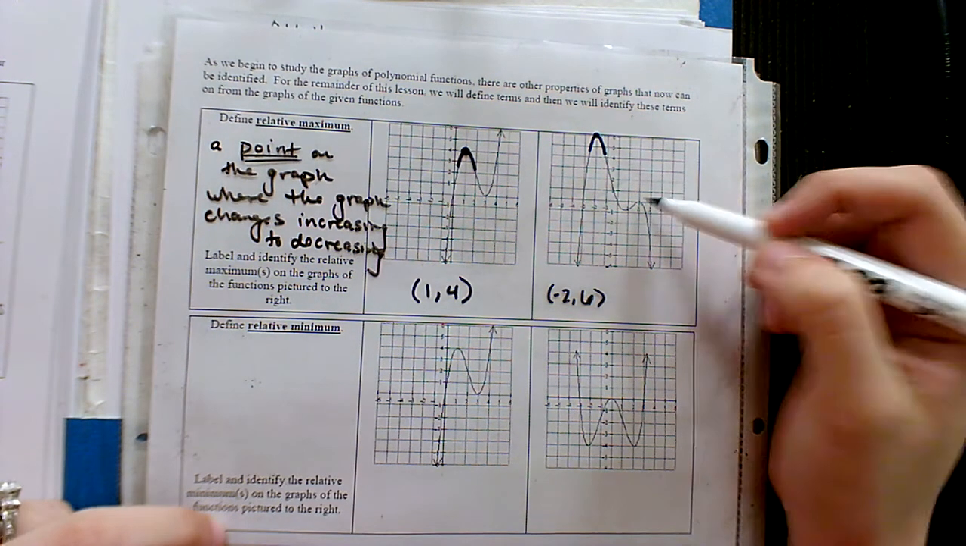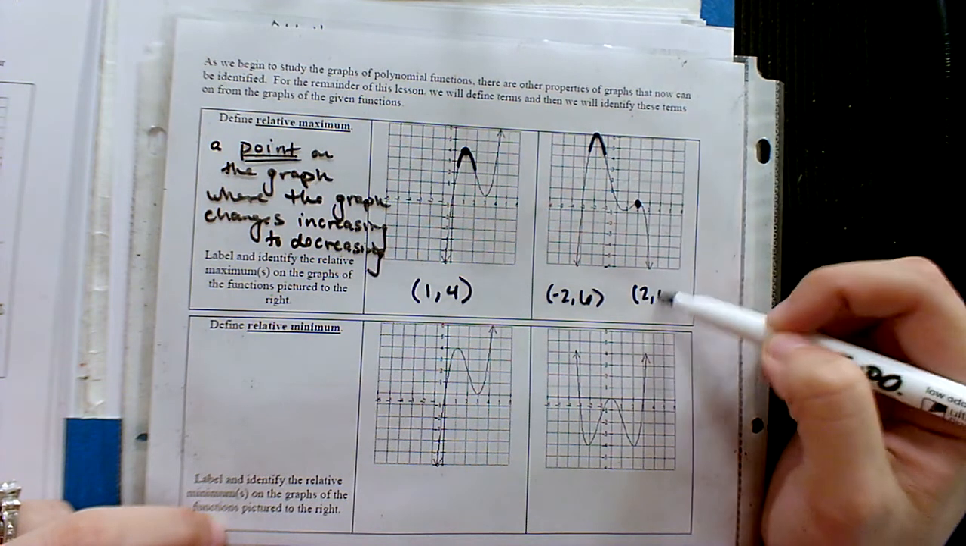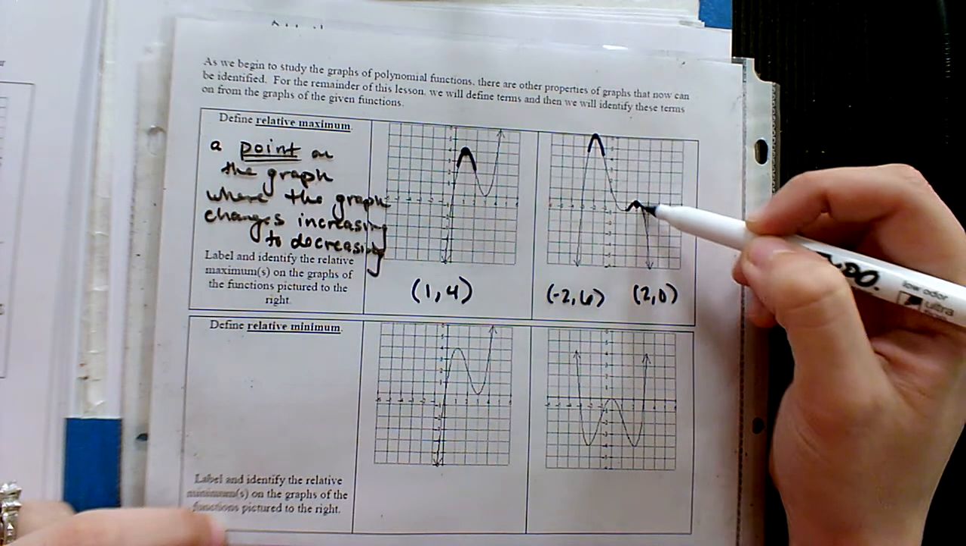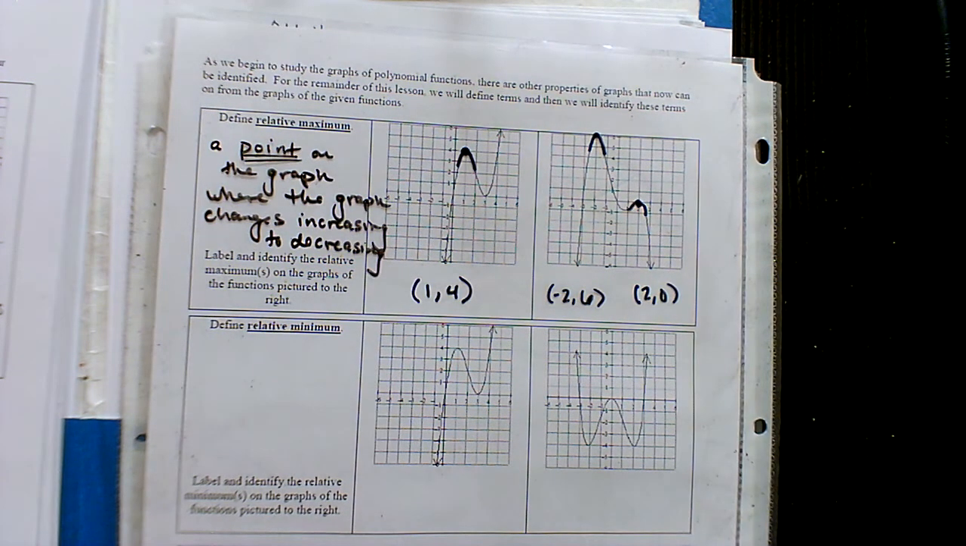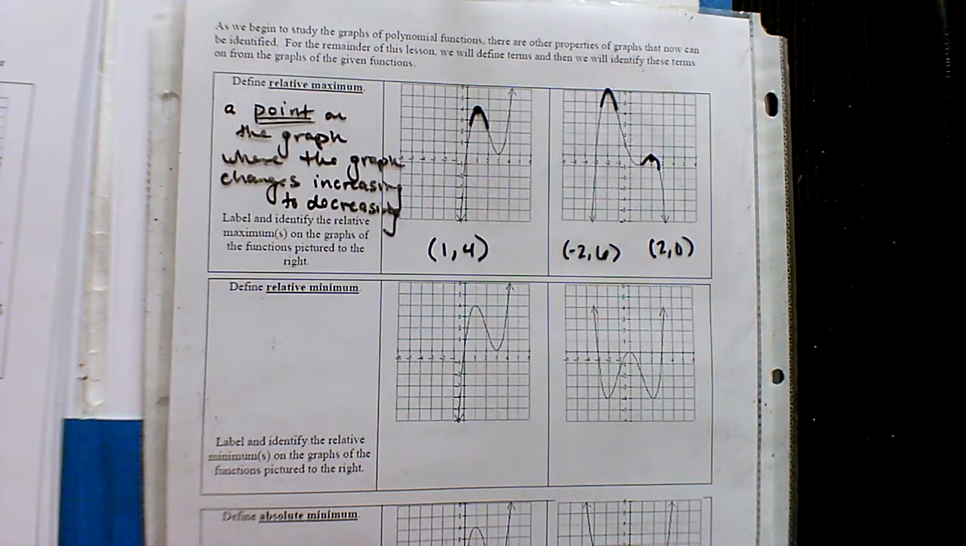Go to Olivia. 2, 0. You go up before, down after. So basically, for these relative maximums, we're looking for high points like the top of a hill, the top of a mountain, the top of a crest, okay? That type of structure to it.